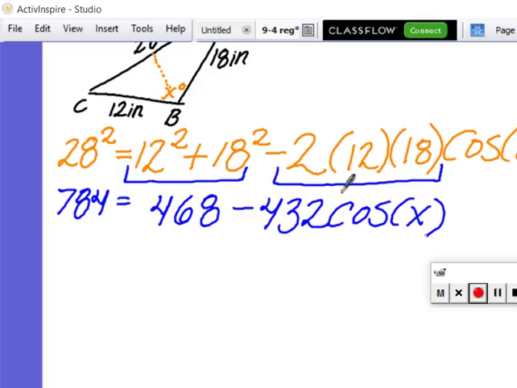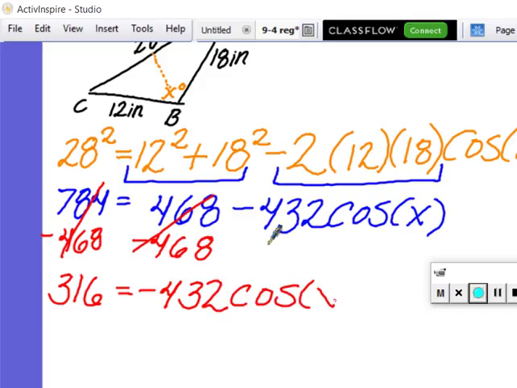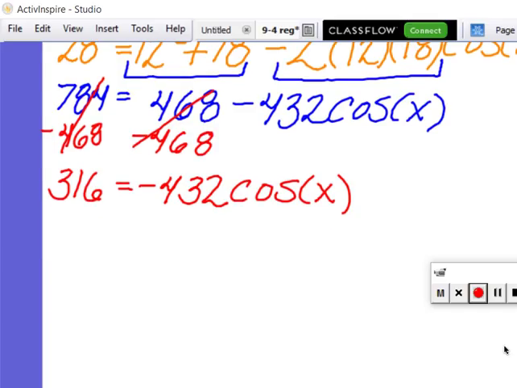So my first step is to subtract this 468 from both sides of the equation. Do not combine those two, you can't. But we're trying to get x alone, that's our goal. So we'll subtract 468 from both sides of the equation. So then we have 784 minus 468 is 316, which equals, so those went away, negative 432 cosine of x. Now you're using algebra to get x alone, so what's my next step? Yeah, we're going to divide both sides of the equation by negative 432.